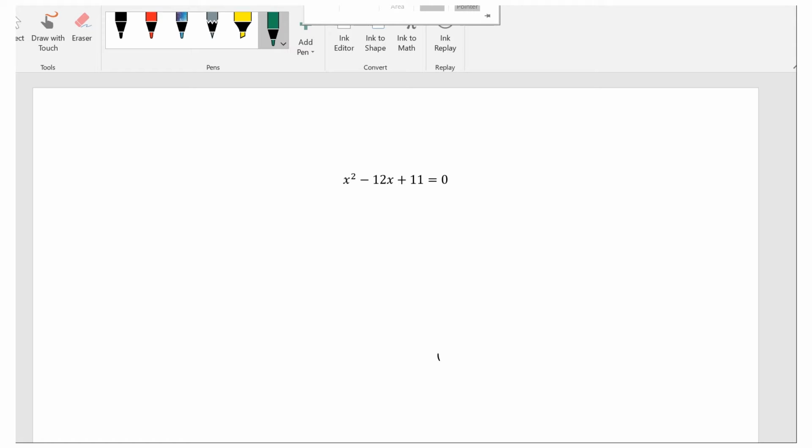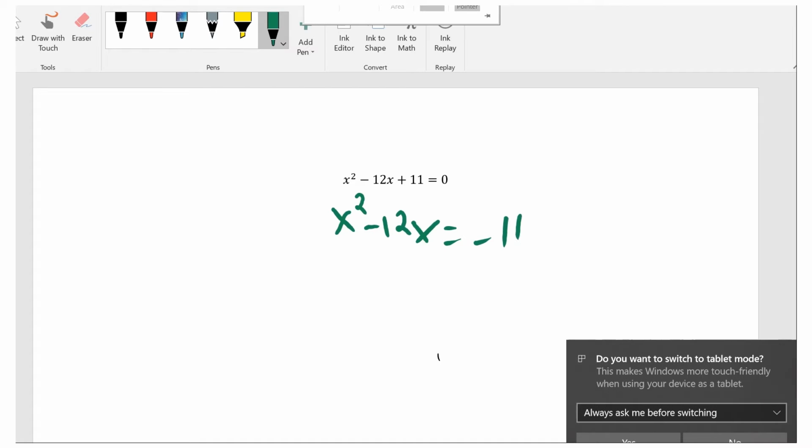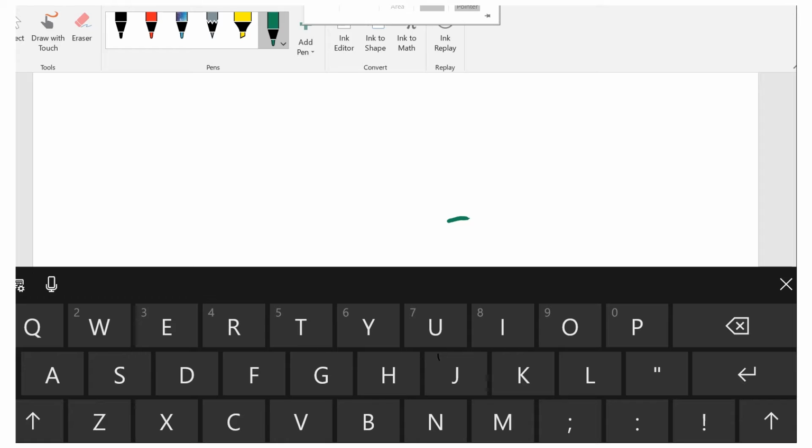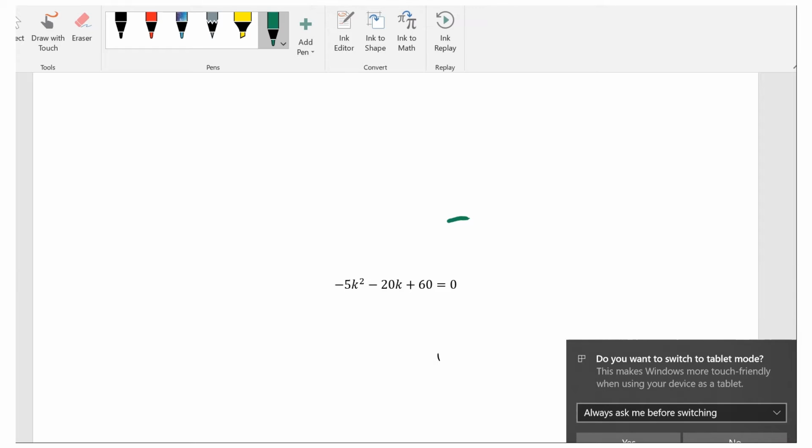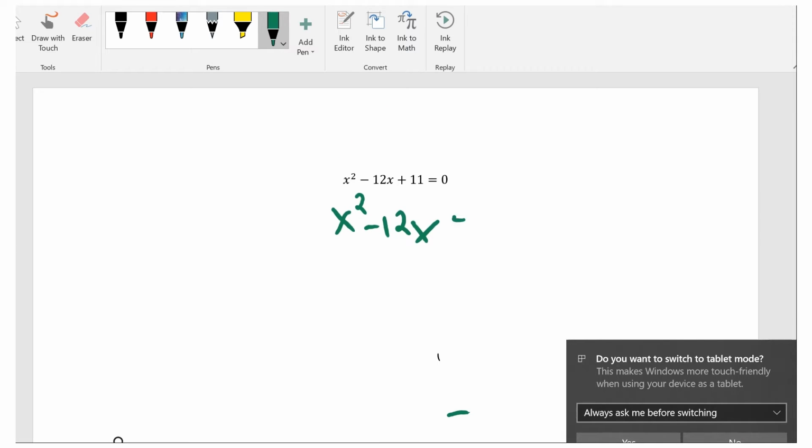What we're going to do is move the 11 to the other side. So you're going to get x squared minus 12x equals negative 11. Okay, let me see if I can clean that up for you a little bit. Now, we're going to complete the square.